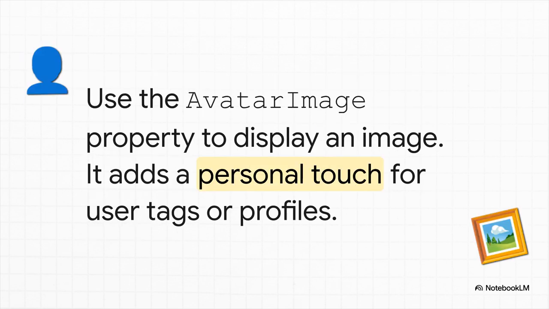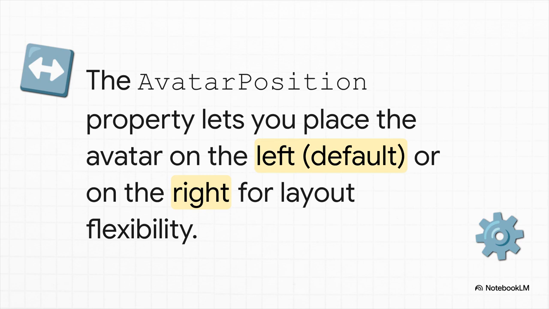For a more personal touch, like maybe user tags in a collaboration app, you can use the avatar image property. This lets you display an image directly inside the badge, immediately connecting that tag to a person. And you even get control over placement. The avatar position property lets you put the avatar on the left, which is the default, or as you can see here, on the right. It's all about giving you the control you need for your specific layout.